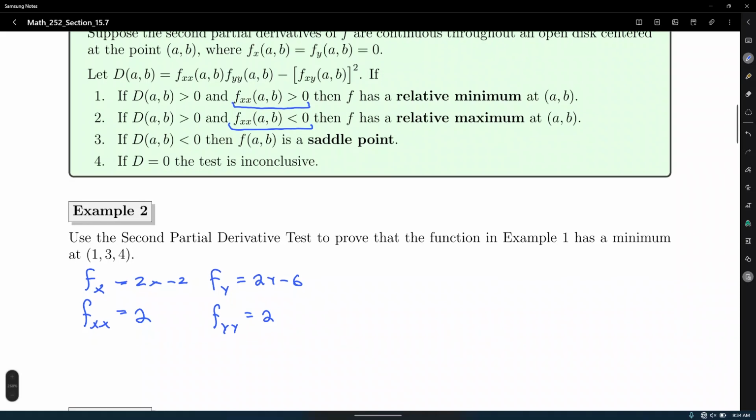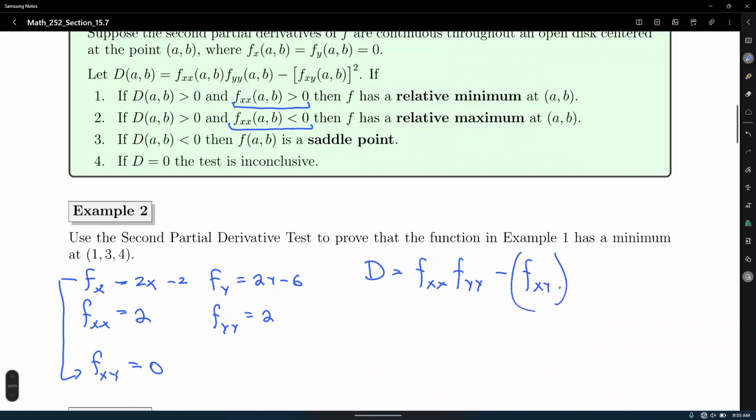But we also need the mixed partials. That is, evaluate f subscript x subscript y, or y and then x. It doesn't matter. What is that going to be? Okay, differentiate 2x minus 2 with respect to y. Isn't that going to give us 0? Okay, so number 1, D, which is f xx times f yy minus f xy quantity squared.